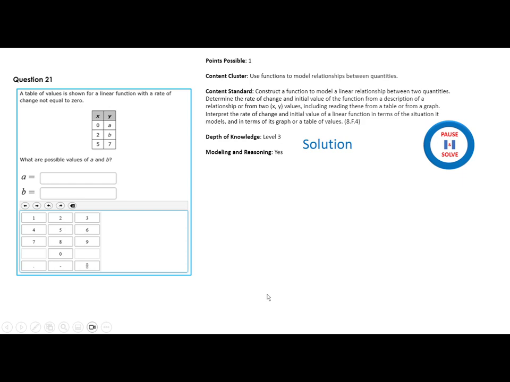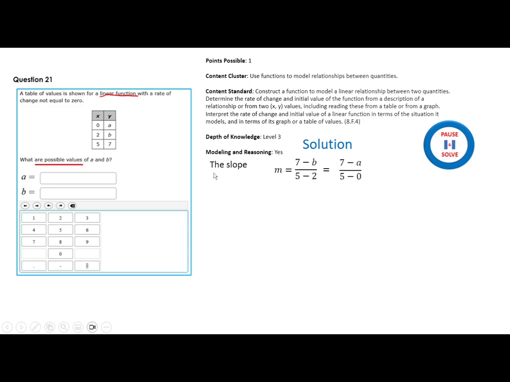A table of values is shown for a linear function with a rate of change not equal to 0. It's a linear function again. Linear functions have a constant rate of change. What are possible values of a and b? When they say possible values, that means you might have more than one correct answer. Okay, so let's find the slope of this line, the rate of change.